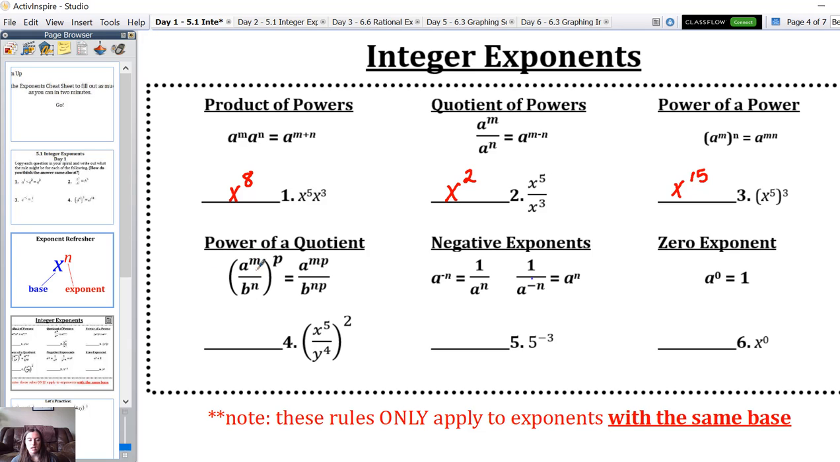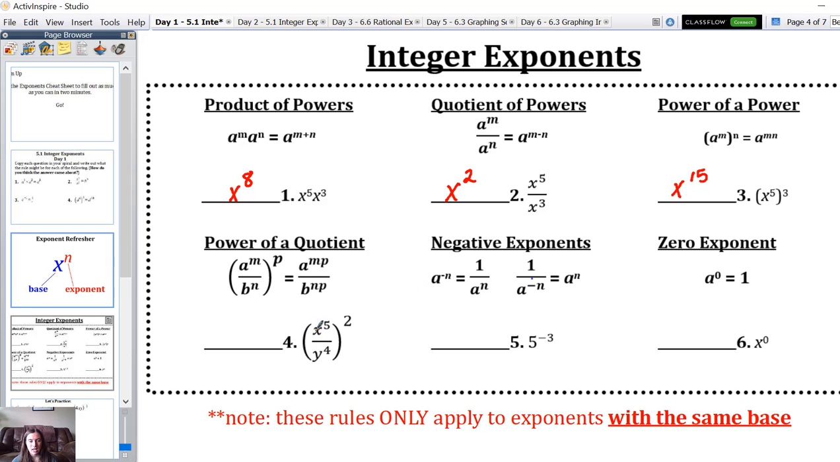The same idea works if whatever's on the inside of your parentheses is being divided. Even if they have different bases, we're still going to raise each thing that has an exponent to this outside exponent. So a to the m over b to the n, all of that is raised to the power of p. If we multiply each exponent by p, we have a to the mp over b to the np.